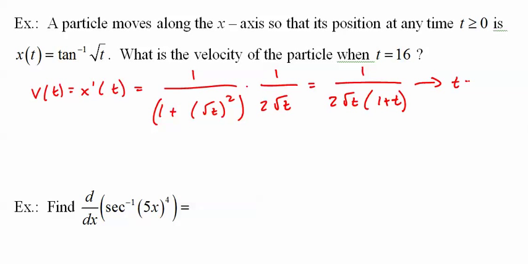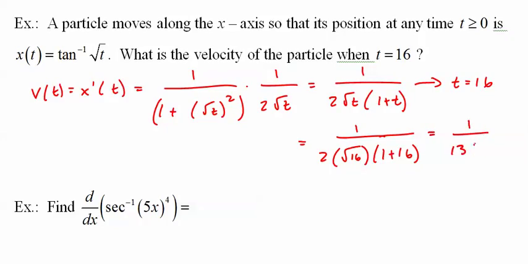At t equals 16, we get 1 over 2 times root 16, times 1 plus 16, equals 1 over 136. Yeah, 8 times 17.